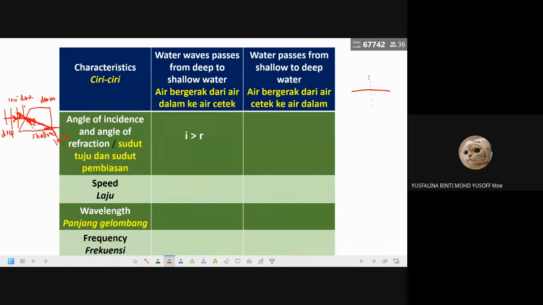So here I is smaller than R because it refracted away. Refracted away means the angle must be increasing.